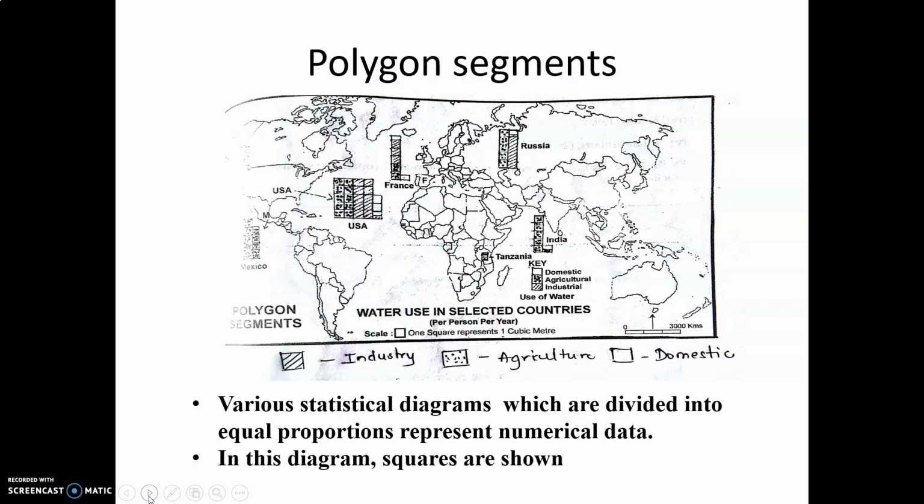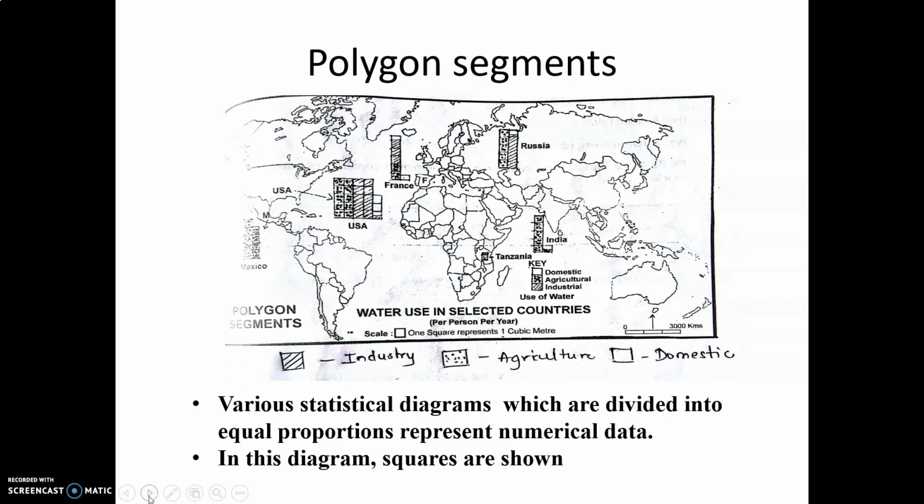Next cartographic technique is polygon segment. Here in polygon segment, various statistical diagrams are divided into equal proportions. So here one block represents one cubic meter of water use, and this one square is also shaded with different shading techniques, like crossed lines are shown by industrial water use, dotted blocks are shown by agricultural water use, plain area is shown by domestic water use.